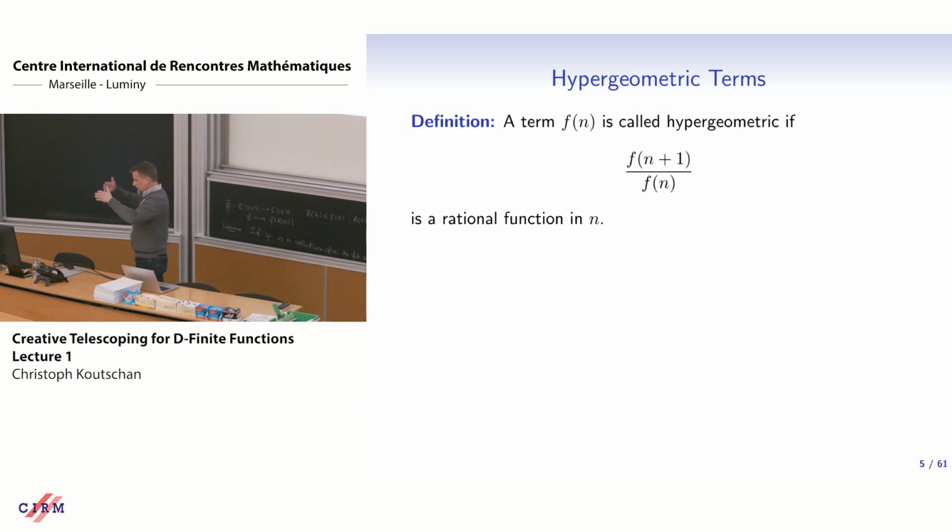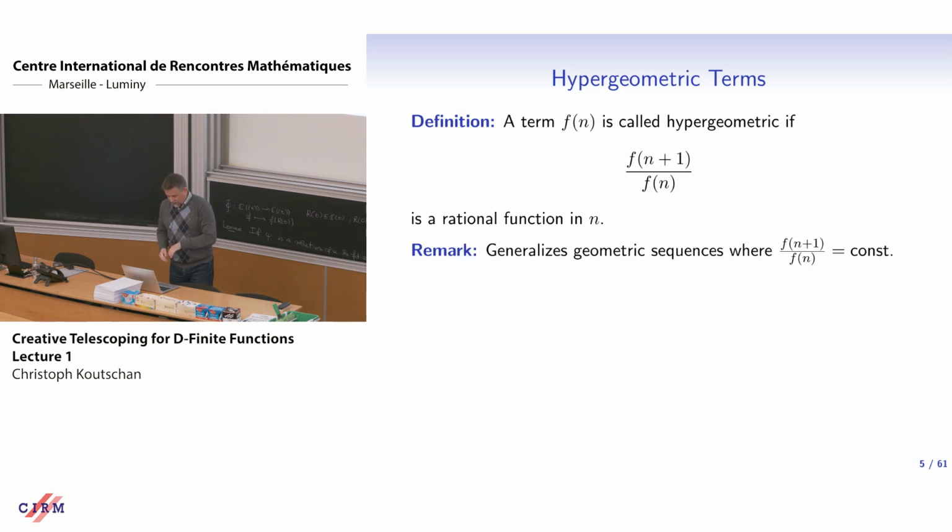I start with, as the history developed, hypergeometric summation. So let's have a quick look into this. For this purpose, I have to define what a hypergeometric term is. f of n is hypergeometric if the quotient f of n plus 1 divided by f of n is a rational function in n. And this is called hypergeometric because it's a generalization of geometric sequences.